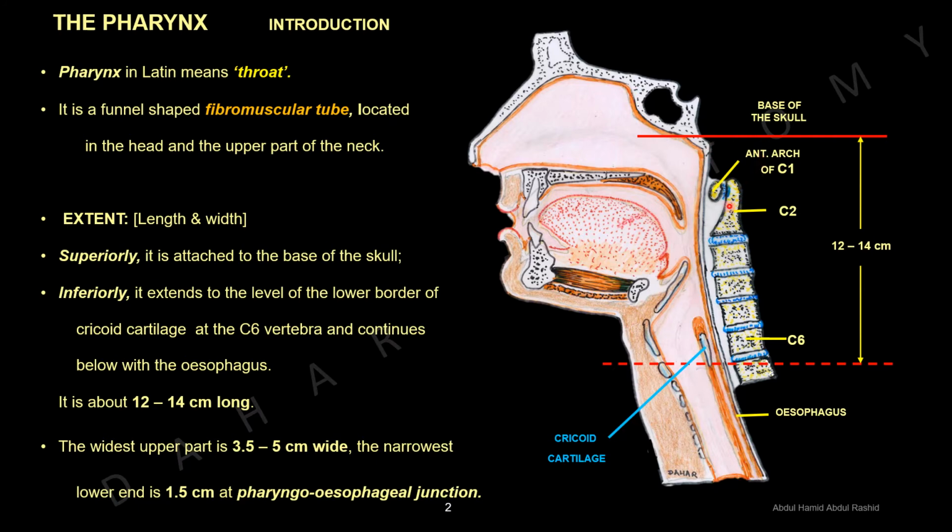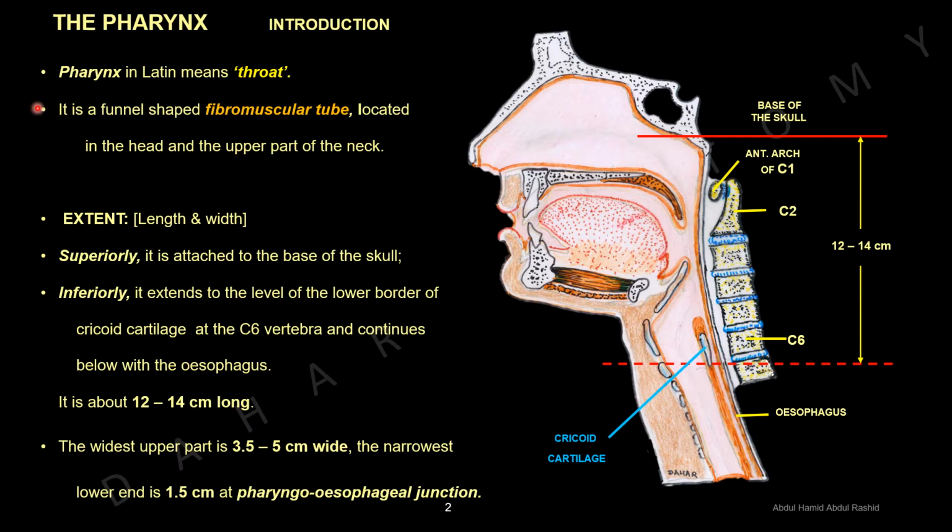This is the anterior arch of the first cervical vertebra, the atlas. This is the second cervical vertebra. This is the third, fourth, fifth, and this is the sixth cervical vertebra. Anterior to it, we have the cricoid cartilage. The lower border of the cricoid cartilage is at the level of the lower border of the sixth cervical vertebra.